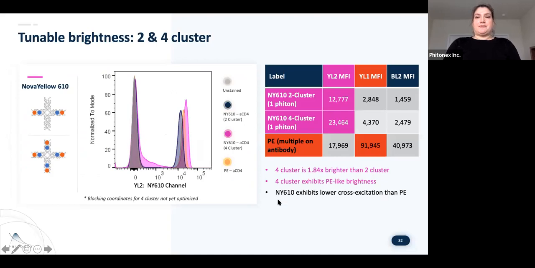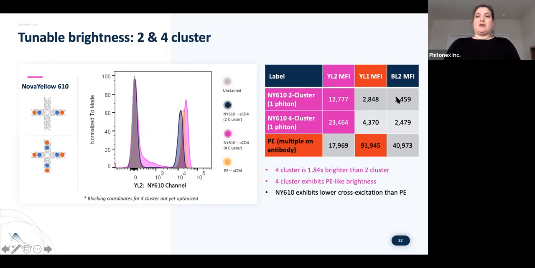And this is a specific experiment comparing it head to head with PE. So Nova Yellow 610 is most similar to PE in terms of our different fluors. I'll go through this in a little more detail. With the Nova Yellow 610 two cluster, you can see its MFI. And if you go to the four cluster, you've doubled what you're seeing in the channel of interest. And when you look at PE, it's similar to that brightness.